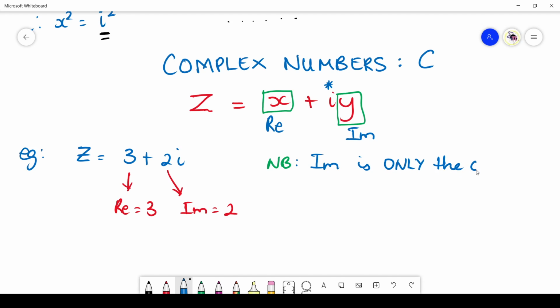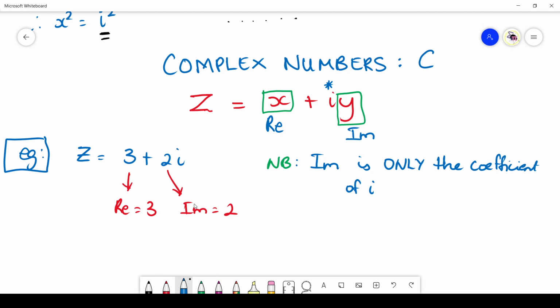Please take note that the imaginary part is only the coefficient of i. Okay, so it's not the entire thing. So if somebody were to ask you in this example over here, hey, what's the imaginary part of z, where z is equal to 3 plus 2i, do not say the imaginary part is 2i. The imaginary part is 2. Okay, that's how you will answer them.